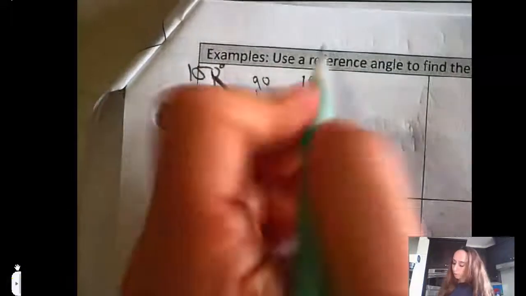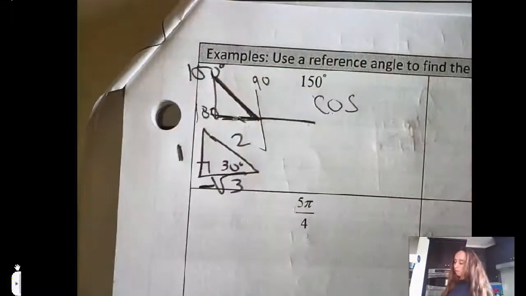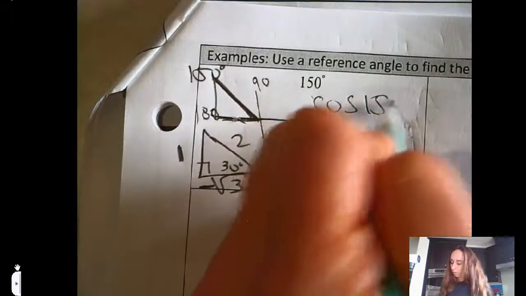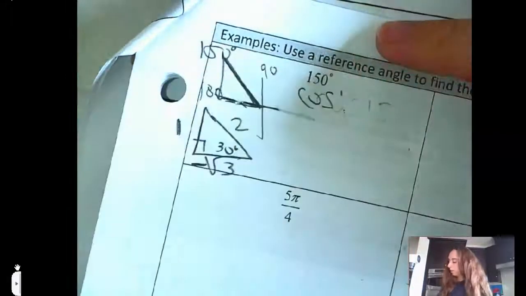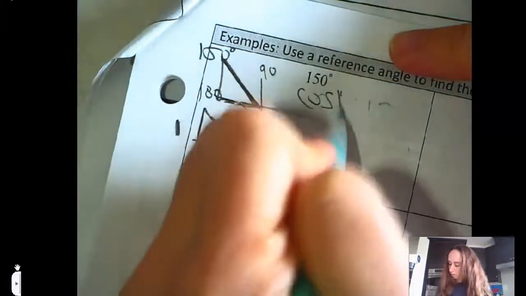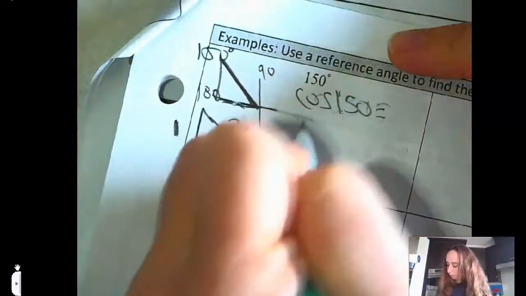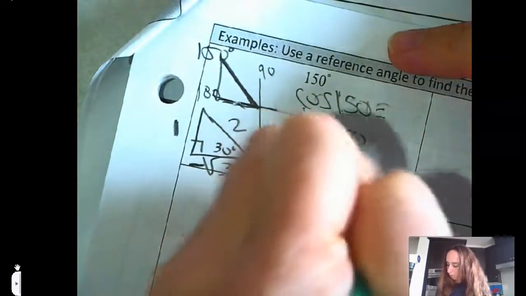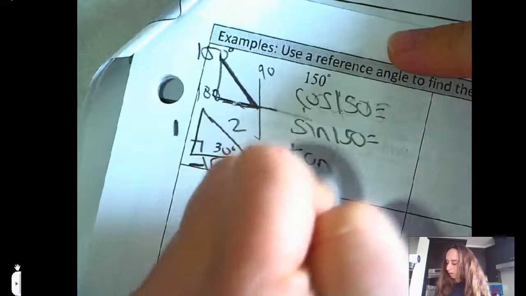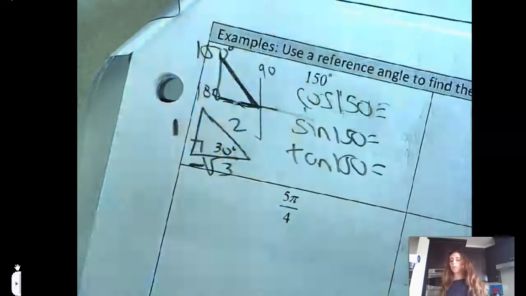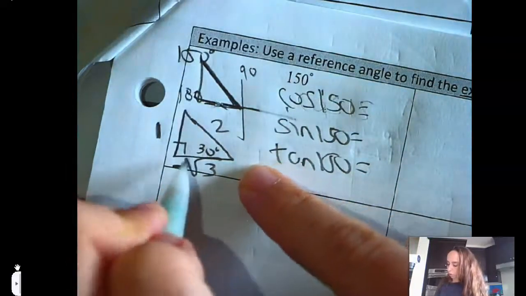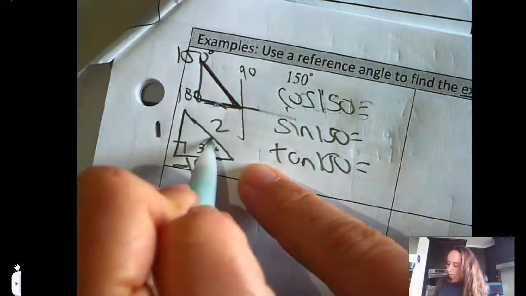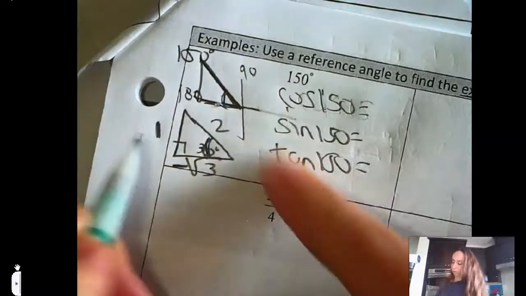Okay, so if I'm doing cosine, I'm going to say cosine of 150 equals, sine of 150 equals, tan of 150 equals. I really didn't give myself very much space. Now, yeah, you can just look on the previous page, but you want to make sure you're showing your work. So we're doing it all based on this.